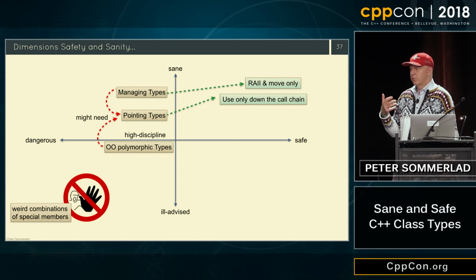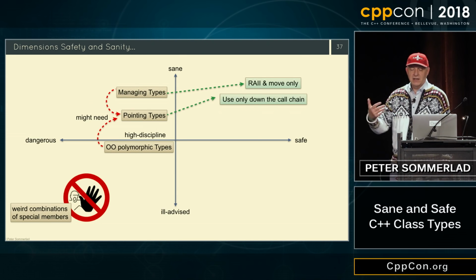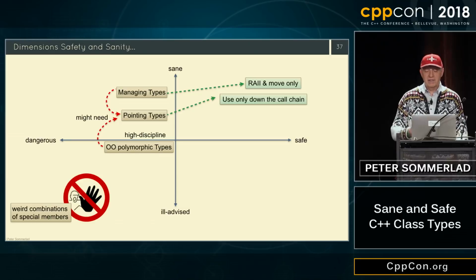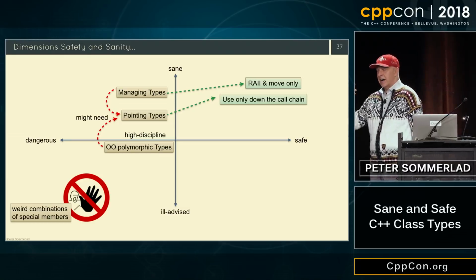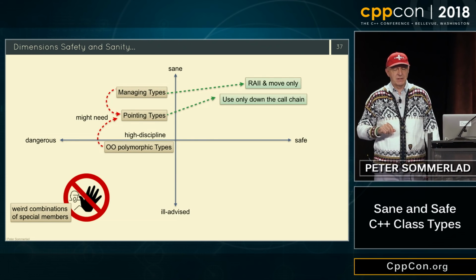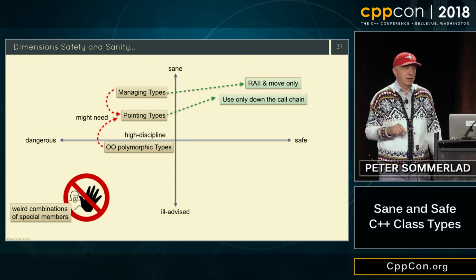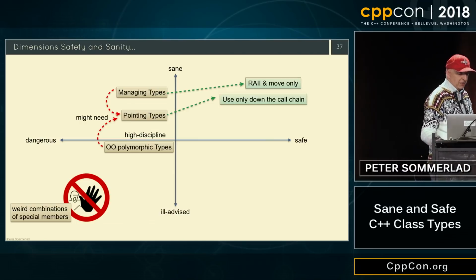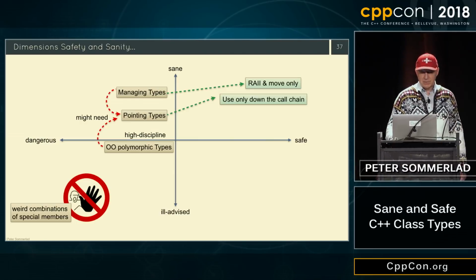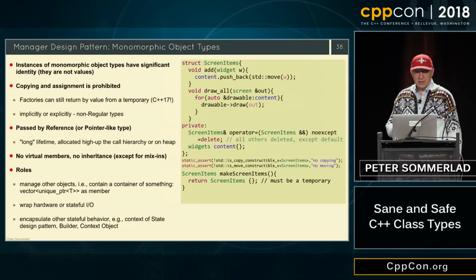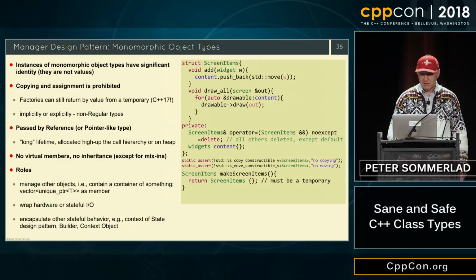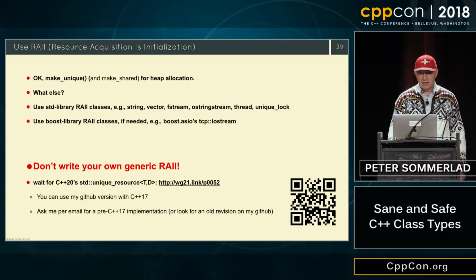And they might need pointing types to actually make use of that, and that requires discipline to only call that down the call chain. Very often managing types are allocated high up the call chain on the stack and then passed by reference down the call chain so that they remain the same object and you can refer to it. Things like the manager design pattern, and I'm running out of time, I don't want to go into that detail. RAII was the talk I talked about yesterday intensively.